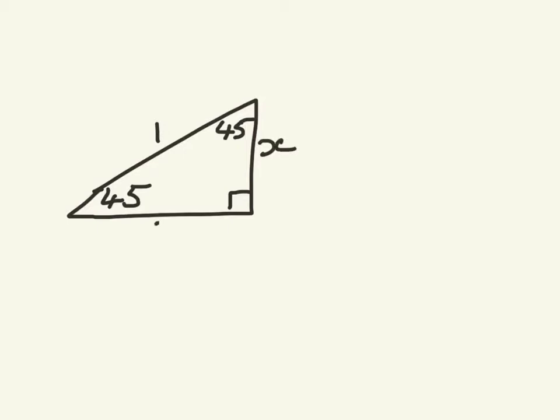Okay, so let's see how we might solve for a 90, 45, 45 triangle with a hypotenuse of 1. So how do we find x and x? Well, we use that Pythagorean theorem.